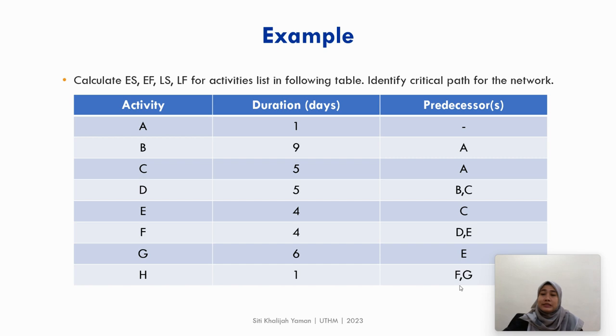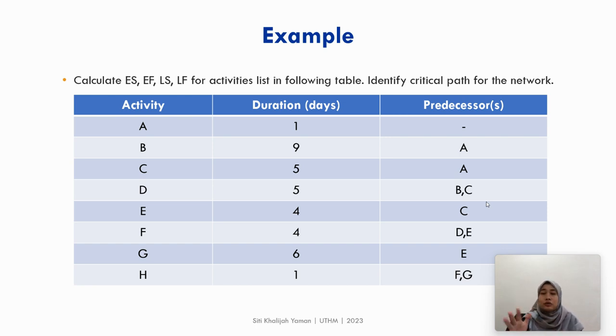In this case, we only give you the predecessor. We do not give you the relationship between the tasks. So you have to use the activity, put in the durations, and use the predecessor, meaning the activity before. Use the predecessor to create your network diagram and identify the critical path for the network. That is the first stage that you need to do.